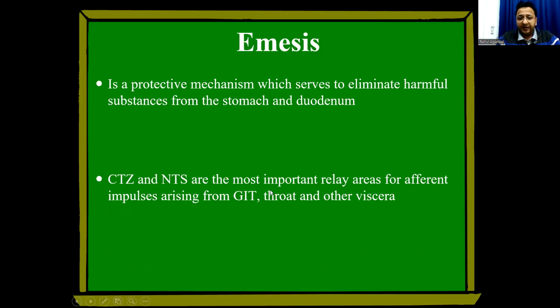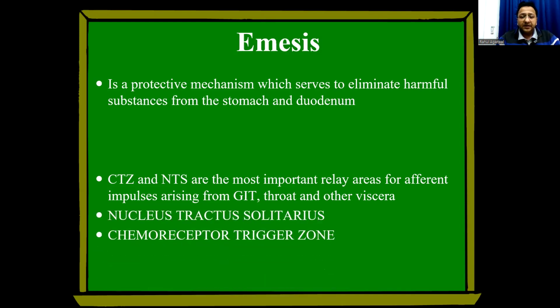The impulses from the GIT, throat, and other viscera, like suppose you have pain in the stomach, then the impulse goes to the CTZ or NTS, then it goes to the vomiting center, and then the vomiting occurs. So NTS is the nucleus tractus solitarius, and chemoreceptor trigger zone is the CTZ. Okay.